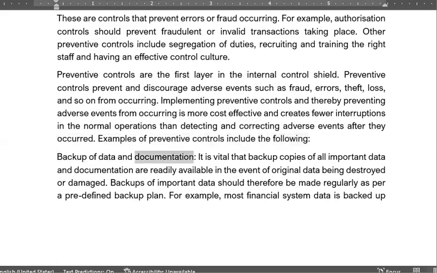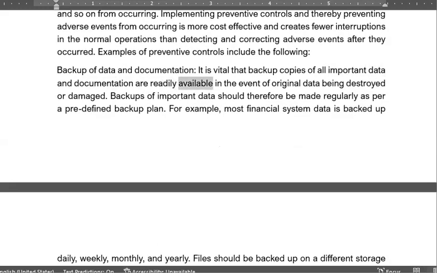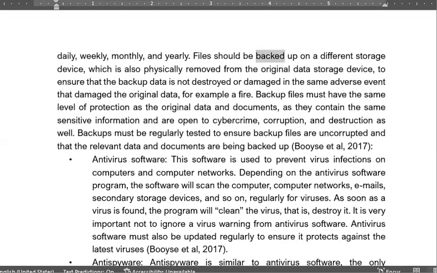Backup of data and documentation. It is vital that backup copies of all important data and documentation are readily available in the event of original data being destroyed or damaged. Backups of important data should therefore be made regularly as per a predefined backup plan. For example, most financial system data is backed up daily, weekly, monthly, and yearly. Files should be backed up on a different storage device, which is also physically removed from the original data storage device, to ensure that the backup data is not destroyed or damaged in the same adverse event that damaged the original data, for example, a fire.